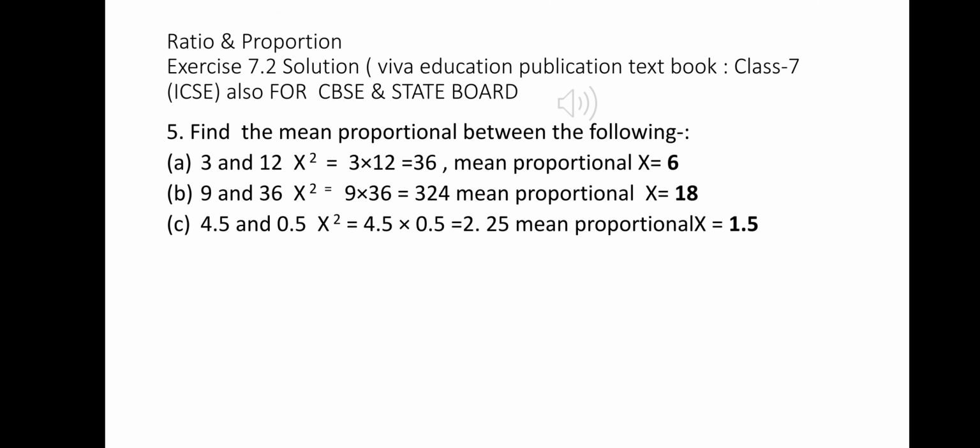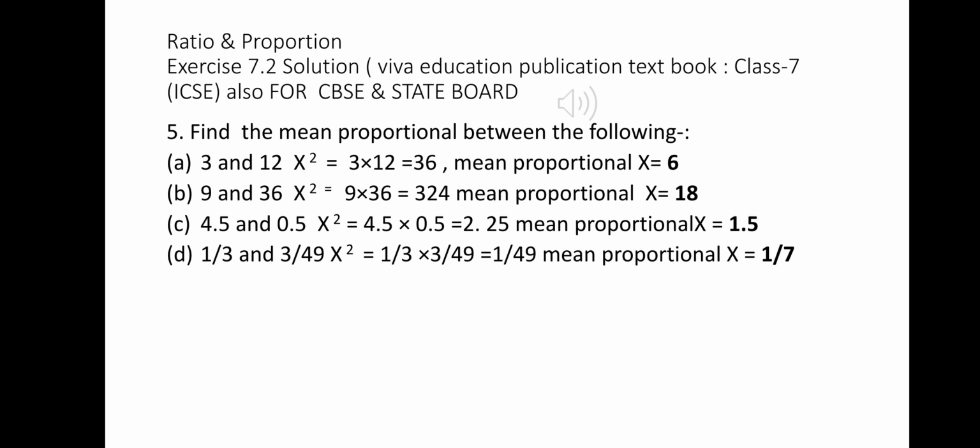4.5 and 0.5. So when you multiply that, you get 2.25, and its mean proportional will be the square root of 2.25, that is 1.5. Then 1 upon 3 and 3 upon 49, the multiplication is 1 upon 3 into 3 upon 49, that is 1 upon 49, and its square root is 1 upon 7, is the answer.